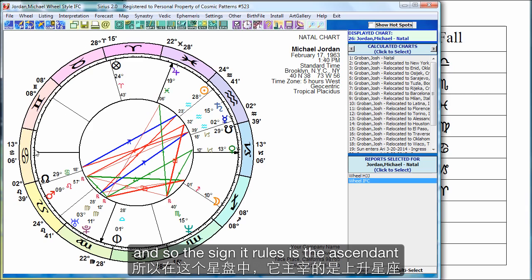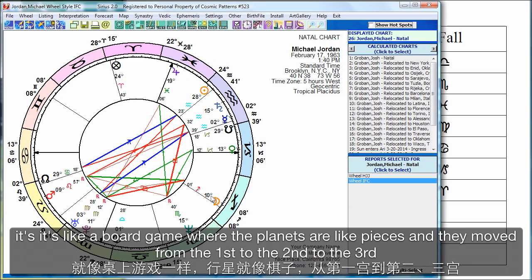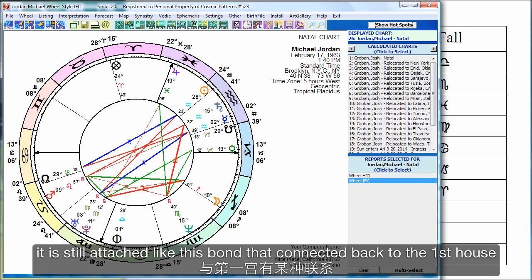And so the sign it rules is the ascendant. So the ruler of the ascendant is in the 6th house. This is where the interpretation gets more complex and sophisticated. It's like a board game where the planets are like pieces, and they move from the first to the second to the third, and it moves in the 6th house, but it still has an attachment. It's still attached. It has like this bond that connects it back to the 1st house.